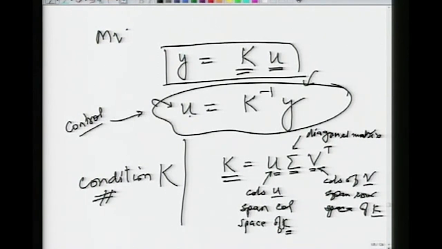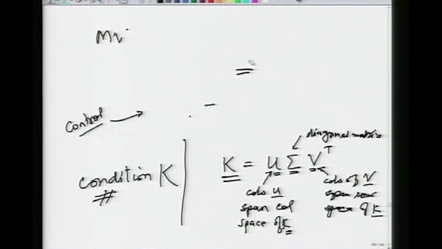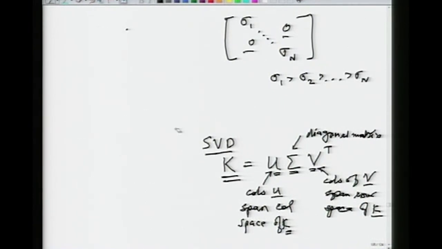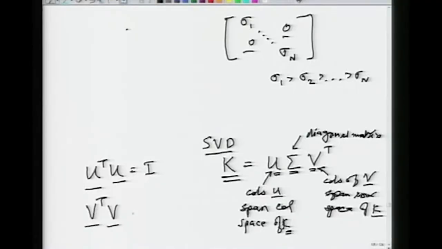Okay. And since it is a diagonal, the property that SVD gives is that these singular values are in decreasing order. What that means is sigma 1 is greater than sigma 2 is greater than blah blah blah is greater than sigma n. Given this, also what you find is U transpose U is equal to the identity matrix. That means all the columns of U are of magnitude 1 and perpendicular to each other, orthogonal to each other. Similarly, V transpose V is equal to I.